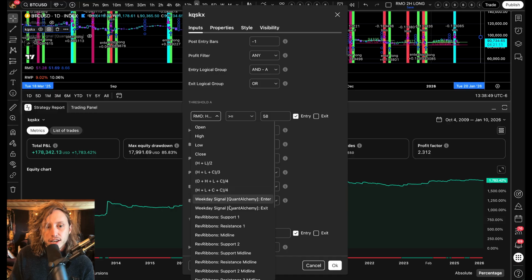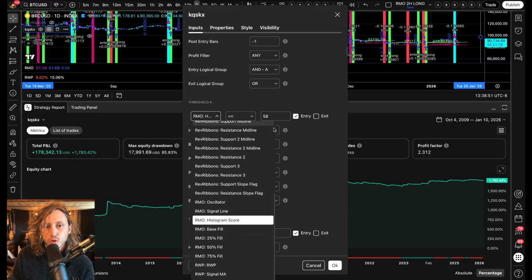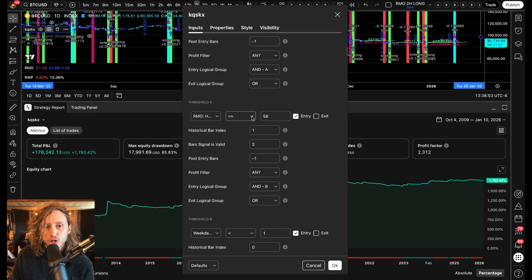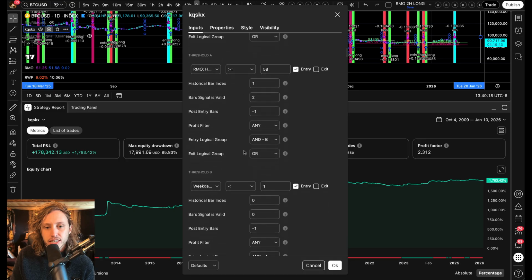The RMO, what do you call this? Histogram score. So it enters if you're trending. This is a bit of a trending strategy and a swing strategy in one. So if the RMO turns to the upside, momentum goes to the upside, then it enters a trade. Or if the histogram score is above 58, and take note that this is an AND B entry logic, so it does not look at the other AND A entry settings. This is its own. This will enter a trade if the histogram is trending to the upside.